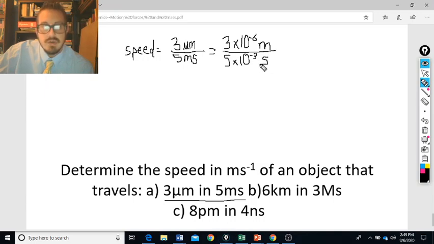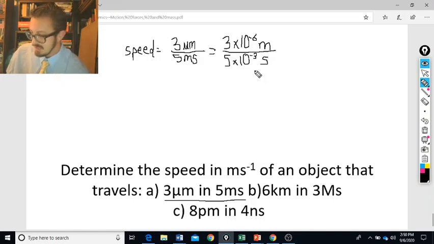And so by knowing the order of 10 that each one of the metric prefixes stands for, we can plug that in our calculator and make short work of the conversion. So on my calculator I can type in 3 times 10 to the negative 6 divided by, and be sure to open parentheses, 5 times 10 to the negative 3. We want to divide by that entire quantity, not divide by 5 and then multiply by 10 to the negative 3.